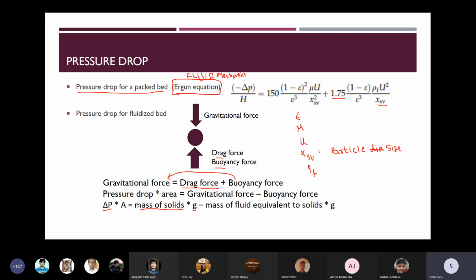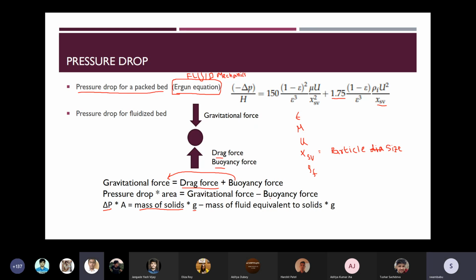Buoyancy force, I'm sure all of you know the buoyancy force. Does anyone know the definition of buoyancy force? Can anyone say the buoyancy force definition? Students, anyone remember buoyancy force?